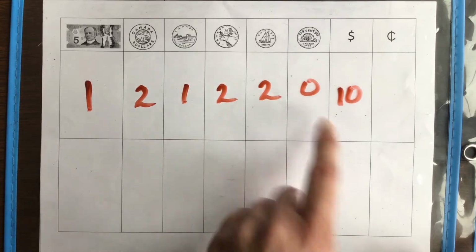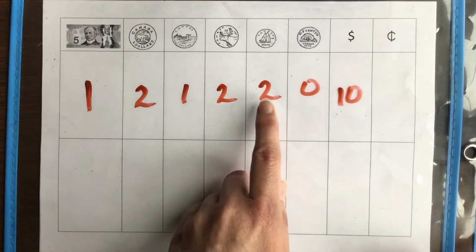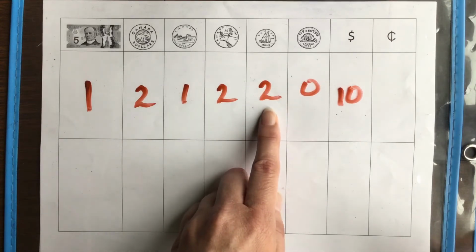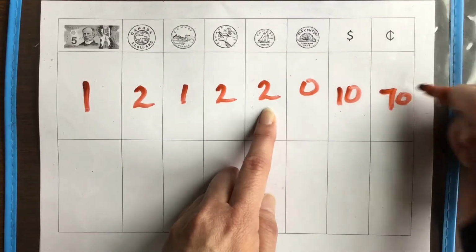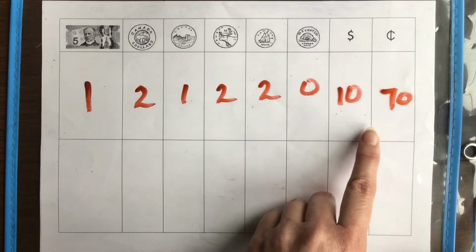Now I'm going to add up my cents. 2 quarters is 50 cents. Then I'm going to count by 10 two more times. 60, 70. So my total for this group of dollars and cents is $10.70.